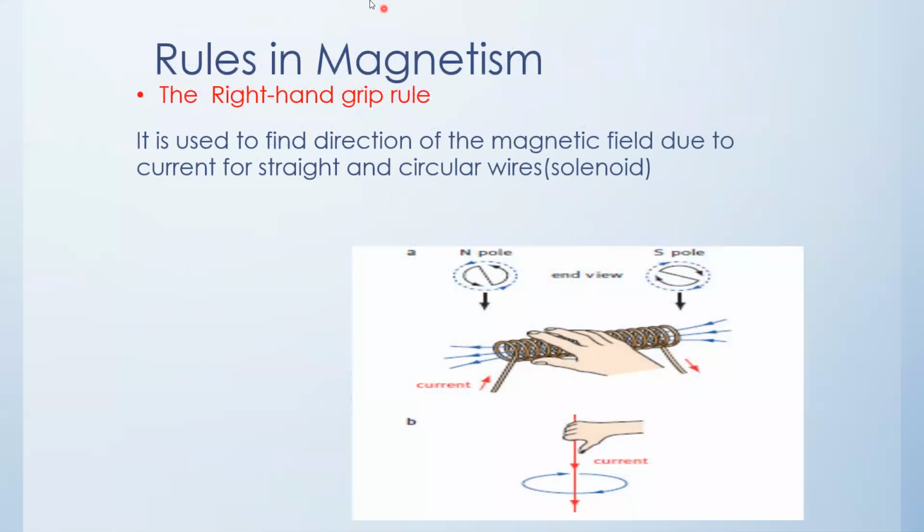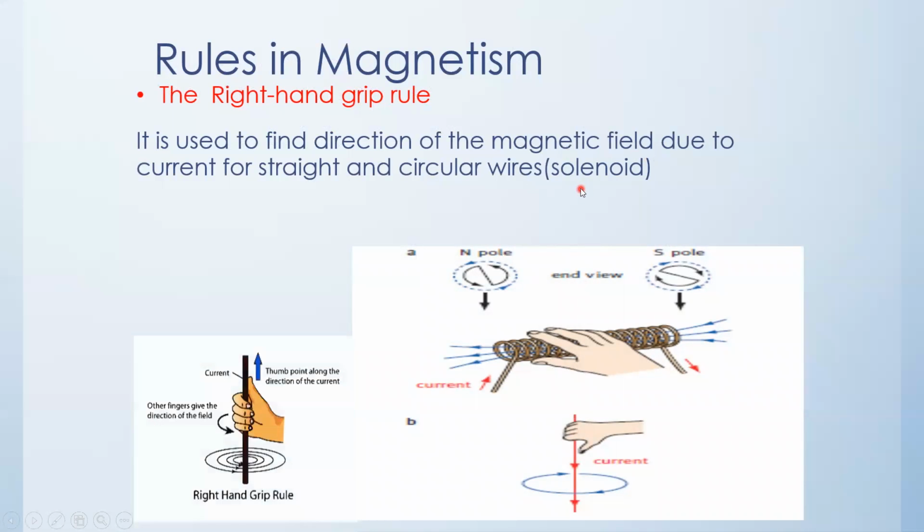And these are the rules in magnetism. This is an important part. How will you know which rule to use? The first one is the right hand grip rule. The right hand grip rule is valid to find the direction of a magnetic field due to a current for a straight wire, a circular wire, and a solenoid. So if we have a straight wire or a circular wire, we'll use this right hand rule to find the direction of the magnetic field.